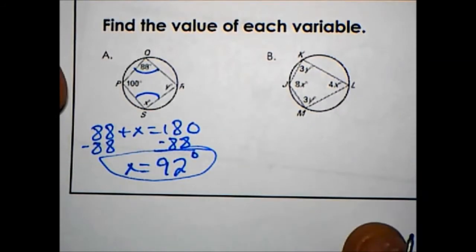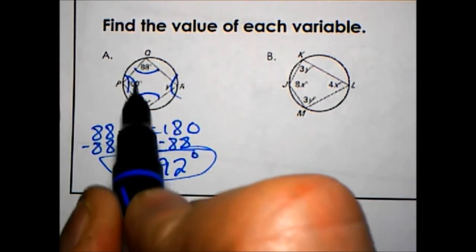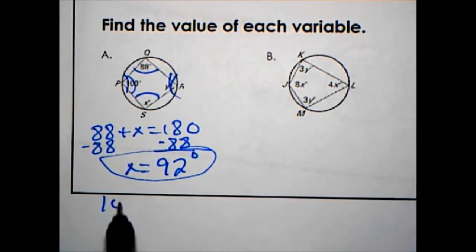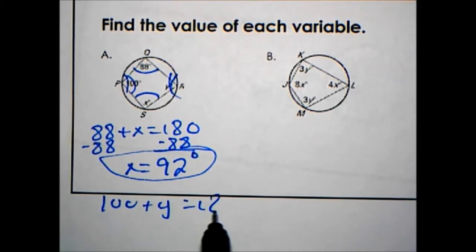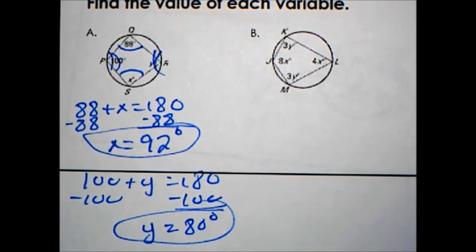And then if I look for y, remember y and 100 will be supplementary also. So that's 100 plus y equals 180. Subtract the 100, and y is equal to 80 degrees for A. There's two answers. Okay, if I look at part B, doing the same concept, it just looks a little different.